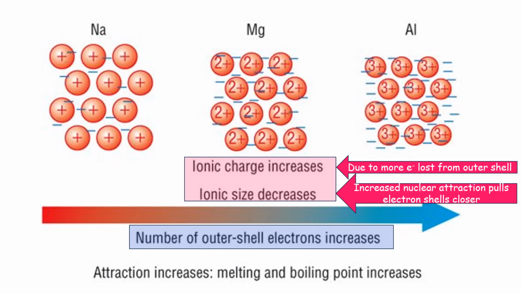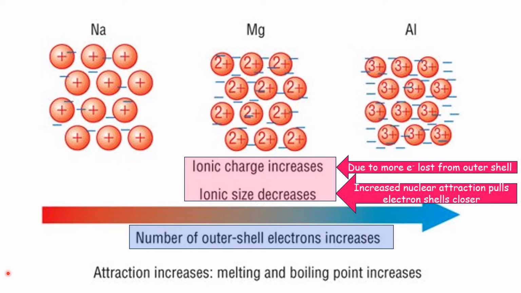The ionic size decreases because there's now increased nuclear attraction for the electrons that remain. So this pulls the electron shells closer. So you can see the circles representing the cations get very slightly smaller. So if I can just illustrate, if I take sodium, slightly larger radius, magnesium, slightly smaller radius, and aluminium, slightly smaller radius still. So what happens is you get a greater charge, but it's concentrated into a smaller volume, a smaller size of ion. So this gives us something called increased charge density.